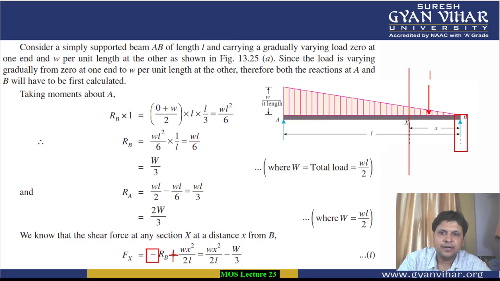So how will we write it? It will be half of W into X, since on one side the load is W. So half of W into X into X by L, half of W into X by L. In this way it will be equal to Wx square divided by 2L.